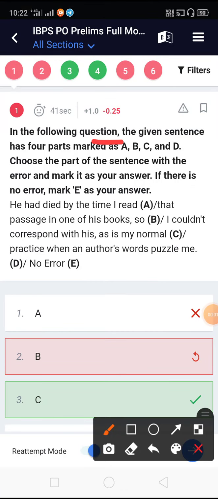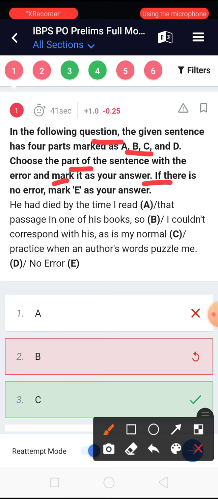Following question, given the sentence has four parts A, B, C, D. Choose the part of the sentence with the error. कोई एक में error है. Make your sentence your answer. If there is no error, mark E. जो इसमें no error होगा, mark E हो जाएगा. ठीक है. चलिए पढ़ते हैं क्वेश्चन.